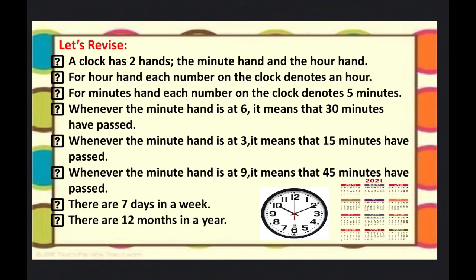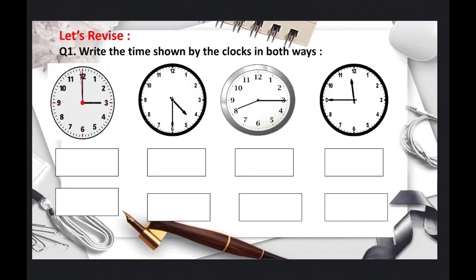There are 7 days in a week. There are 12 months in a year. Let's revise. Write the time shown by the clocks in both ways. Children, you have to do this work in your practice notebook.